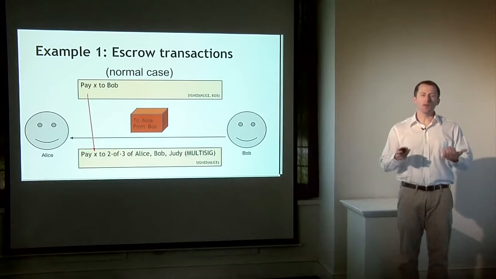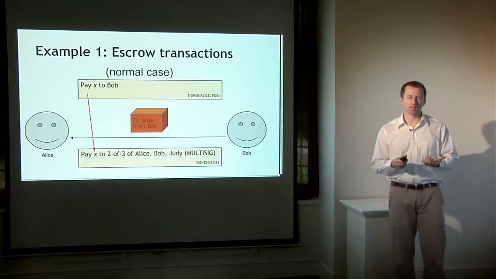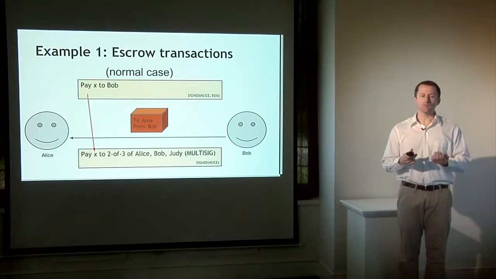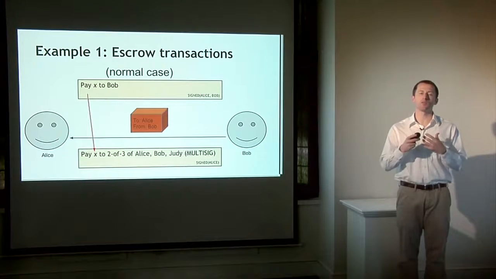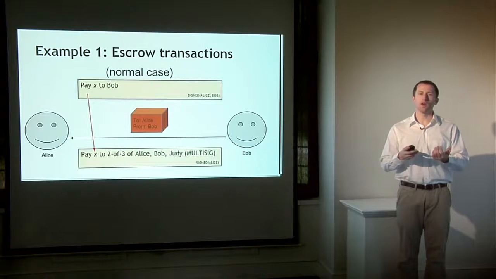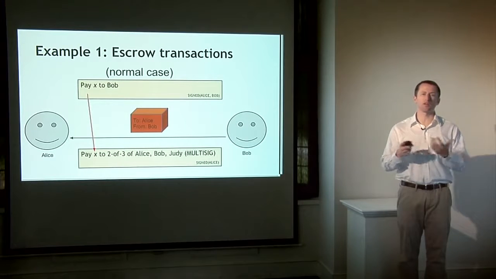Now what we hope happens in the normal case is that Alice and Bob are both honest, in which case the goods arrive on time. They're what Alice was expecting, and she wants to actually release the money from escrow so that Bob can spend it. So if this happens, Alice and Bob can both sign a transaction redeeming the funds from escrow and sending them to Bob. And the great thing here is that Judy never had to get involved at all.